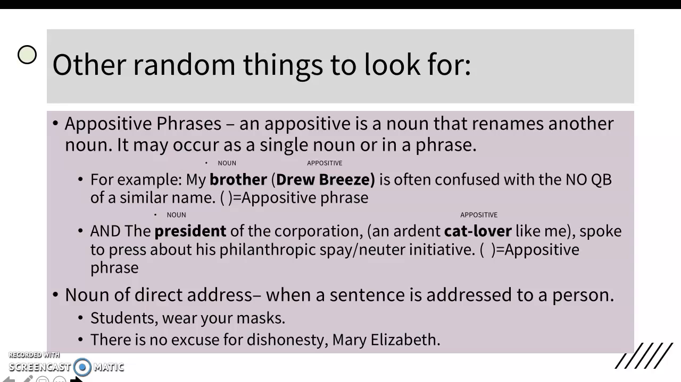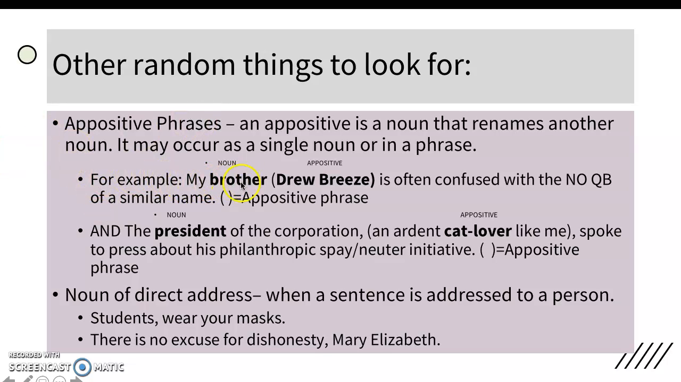All right, here's some other things we look for. Appositive phrases. These occur quite often. And an appositive is a noun job also. So an appositive is a noun that renames another noun. It may just be a noun, an appositive, or it may occur in a phrase, an appositive phrase. Check this out. Here's an example.